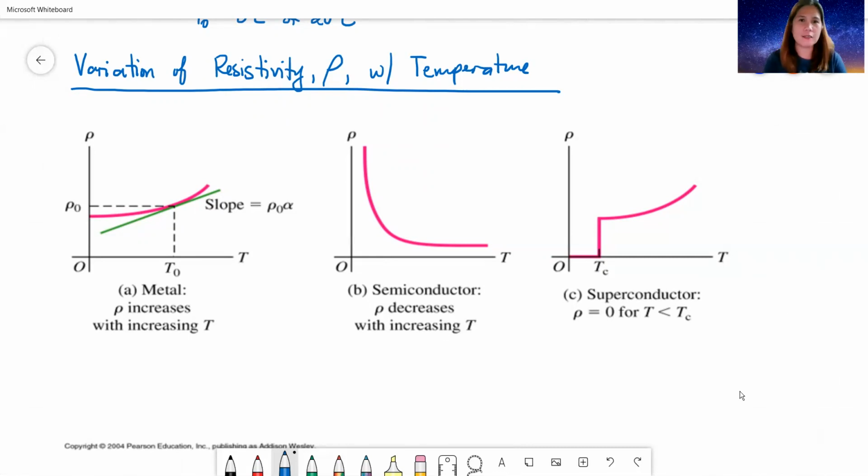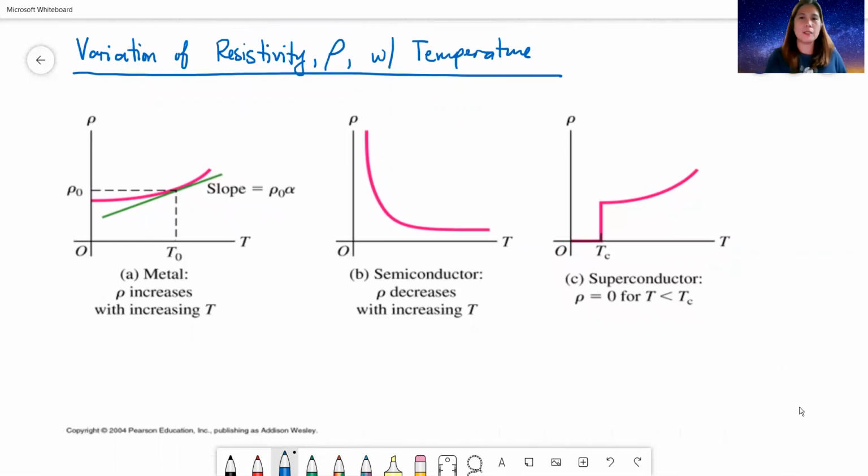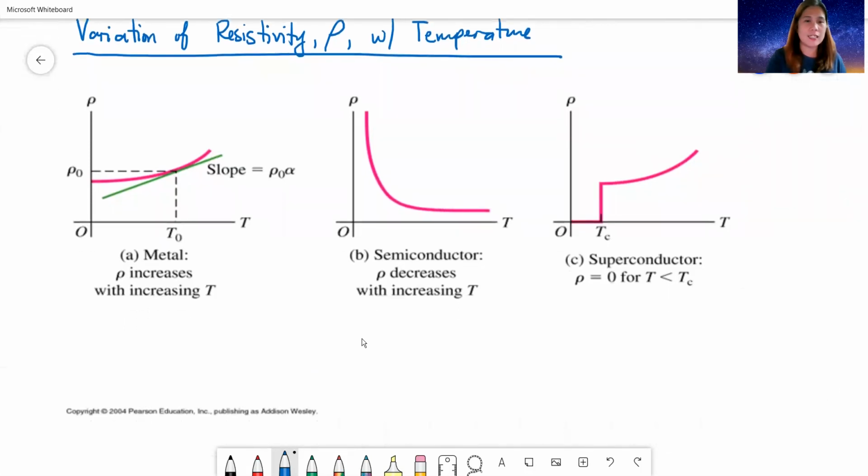So take a look at the graph here. I got this from our textbook, but you can see this in any physics book. These are the graphs of resistivity versus temperature of three kinds of materials. Let's take a closer look at metals. So what do you see here? The pink curve here is the actual best fit curve for resistivity versus temperature, right?